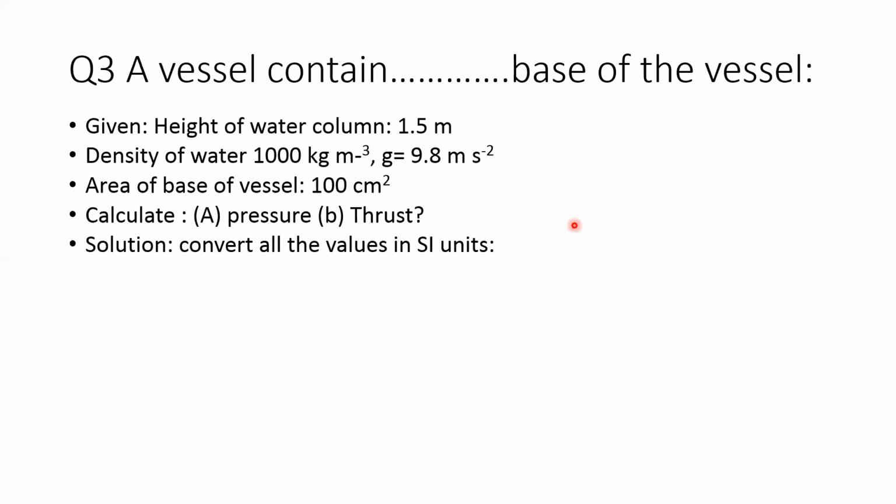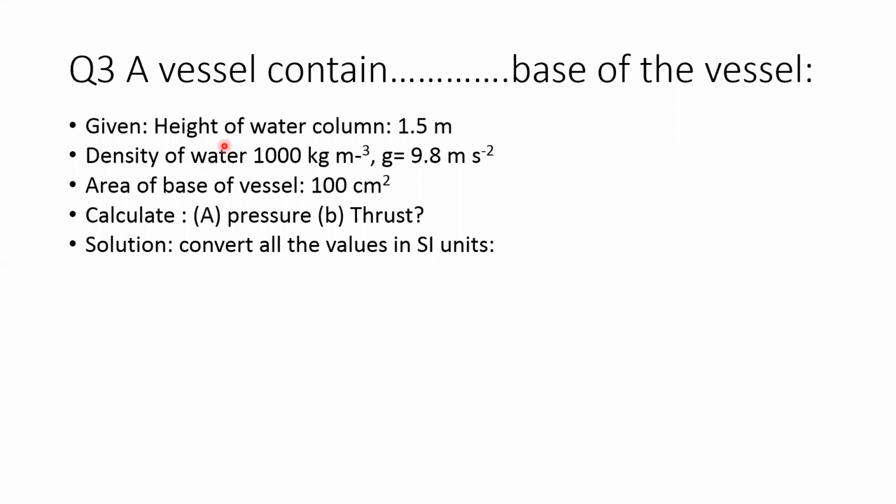Next question, number 3. A vessel contains water up to a height of 1.5 meter. Taking the density of water 10 raised to power 3 kilogram per meter cube, acceleration due to gravity 9.8 meter per second square, the area of base of the vessel is 100 centimeter square. Calculate the pressure and the thrust at the base of the vessel.